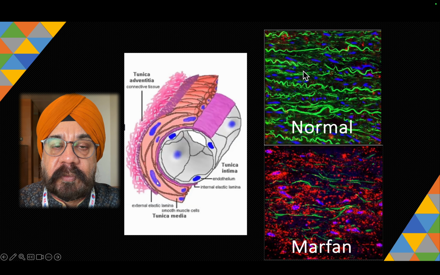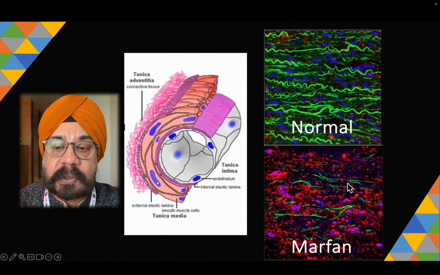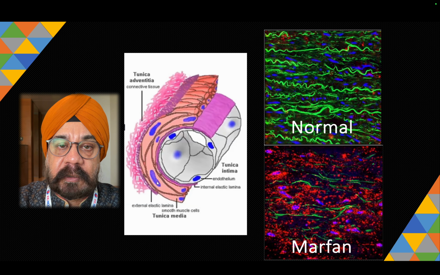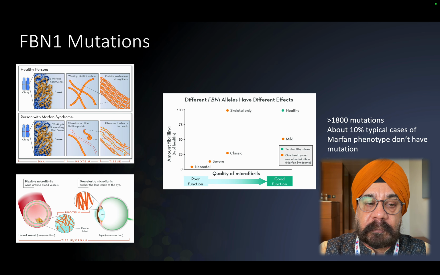And this is the normal fibrillin in green zigzag lines, and there is a loss of fibrillin in the Marfan aortas, and then you have a lot of oxygen free radicals shown in red, and that probably indicates an inflammatory process. These two put together put a person at risk of losing the tensile strength of the aorta and leading on to dissection of the aorta.